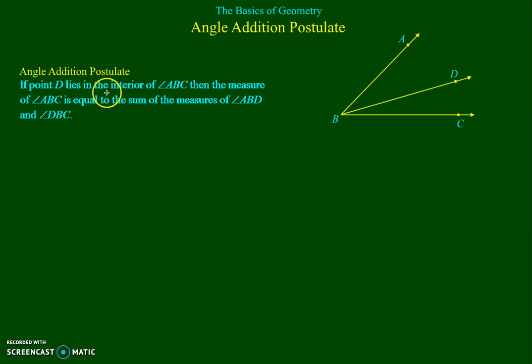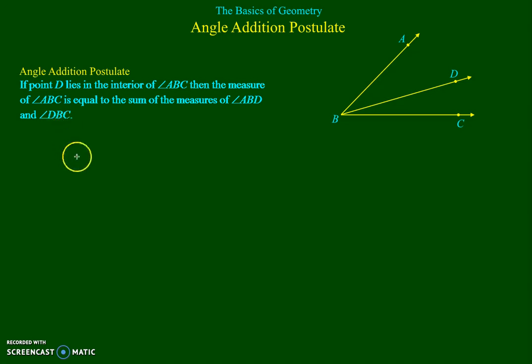Well, the same is true for the angle addition postulate. Here we have angle ABC, which is made up of angle ABD and angle DBC. So it simply says the measure of angle ABC is equal to the measure of angle ABD plus the measure of angle DBC. So if point D lies in the interior of angle ABC, then the measure of ABC is equal to the sum of the measures of ABD and DBC.